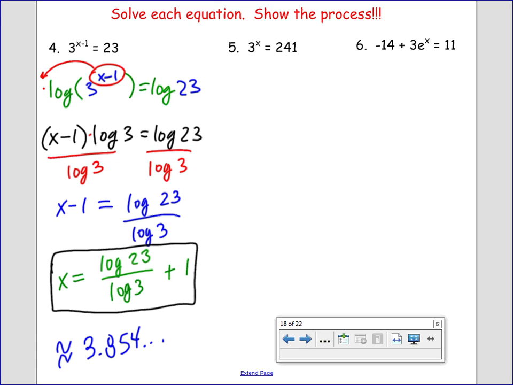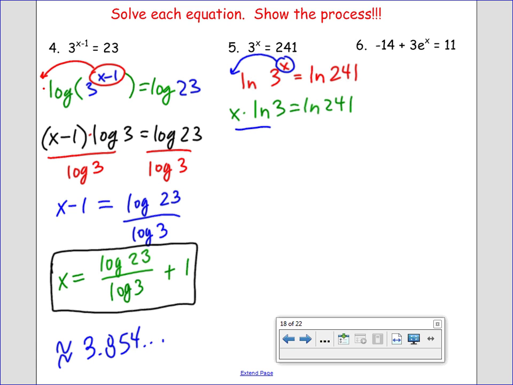Last time we used a common log, so this time let's use an ln, natural log, so we're familiar with each way. So ln of 3 to the x equals ln of 241. Now I can use my log of a power property to bring that exponent, that x that's in my exponent, down in front as a constant multiplier. So this becomes x times ln 3 equals ln of 241. And I can solve now through division.